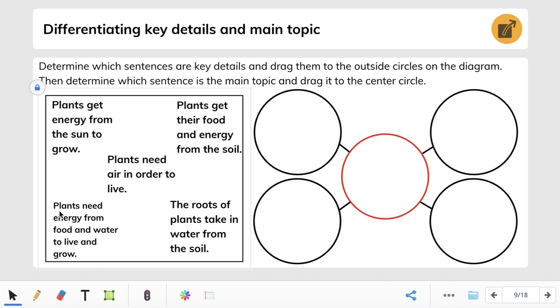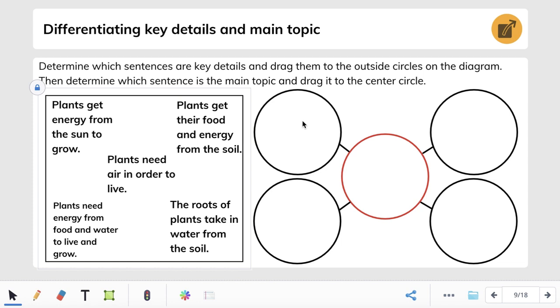My turn. Plants need energy from food and water to live and grow. Your turn. Plants need energy from food and water to live and grow. My turn. The roots of plants take in water from the soil. Your turn. The roots of plants take in water from the soil. I want you to think about this for a minute.